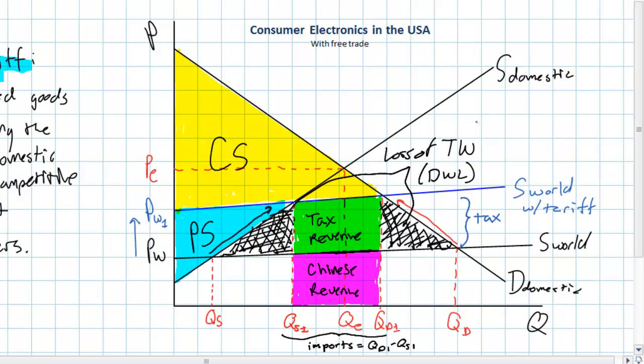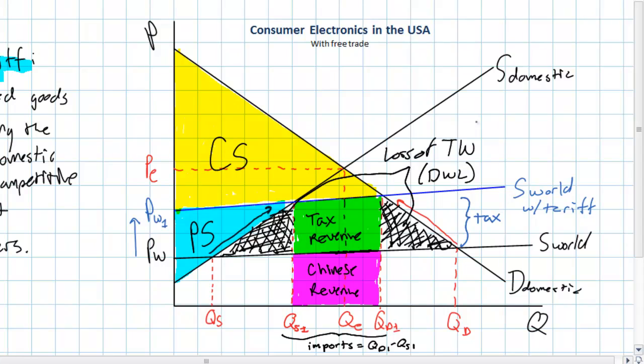It will benefit domestic producers, as we have shown by the increase in producer surplus in this market for consumer electronics. However, the decrease in consumer surplus will be greater than the increase in producer surplus, indicating that the net effect on total welfare will be negative. Tax revenue is generated, so that cannot be considered deadweight loss. That tax revenue will remain within the U.S. economy and can be used to provide goods or services to the American people on behalf of the government.